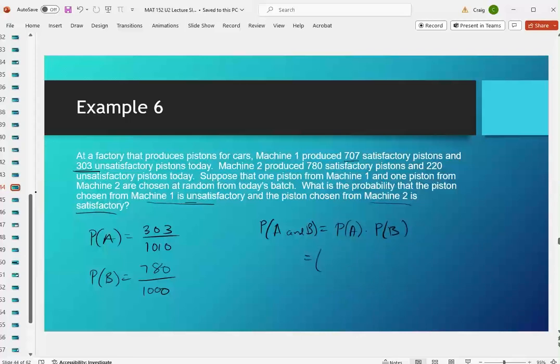We can do this on a calculator here in just a second. We don't have to reduce anything immediately. So 303 divided by 1010 times 780 divided by 1000 gives 0.234, or a 23.4% probability that you would choose one unsatisfactory from the first machine and one satisfactory from the second machine.